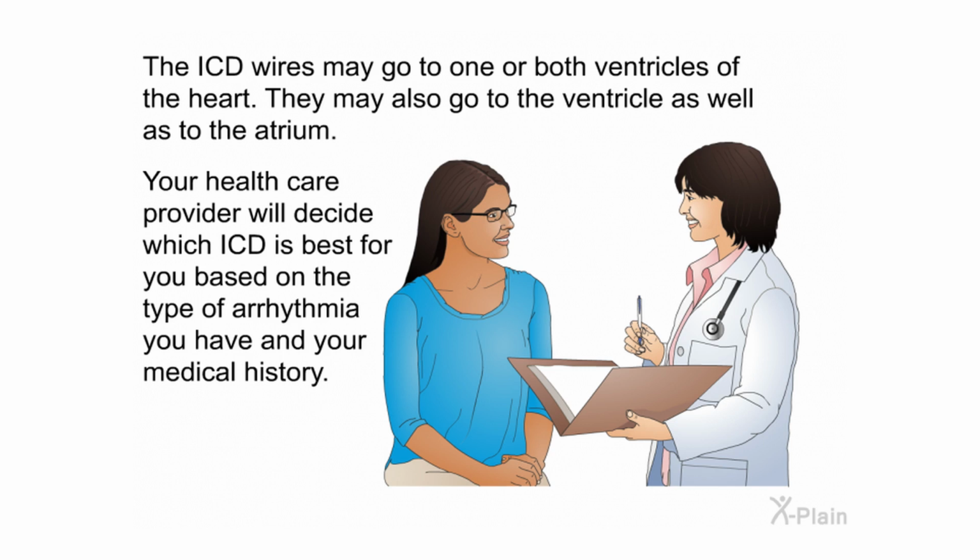The ICD wires may go to one or both ventricles of the heart. They may also go to the ventricle as well as to the atrium. Your healthcare provider will decide which ICD is best for you based on the type of arrhythmia you have and your medical history.